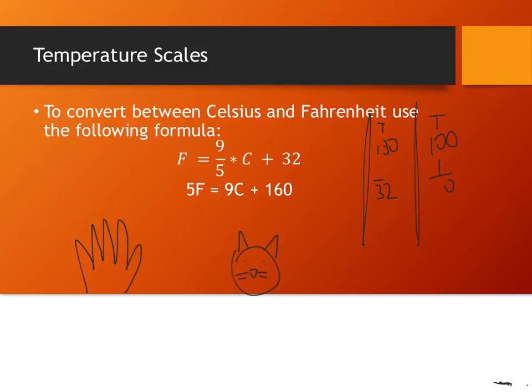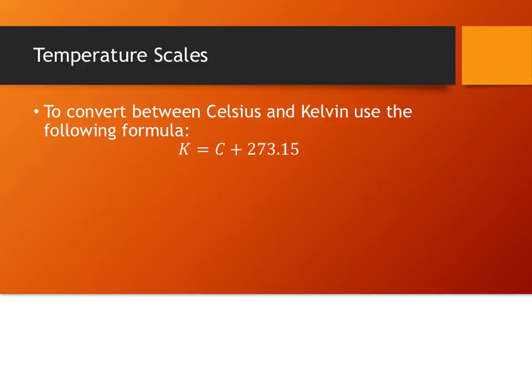So let's move on. Now to convert between Celsius and Kelvin, much easier. You just add 273 to the Celsius temperature to get to Kelvin. That's it. It's just 273. We are going to use the 0.15. It doesn't matter a lot, but if you take AP chemistry, you will be using that, so we're going to use it here. But much easier formula.